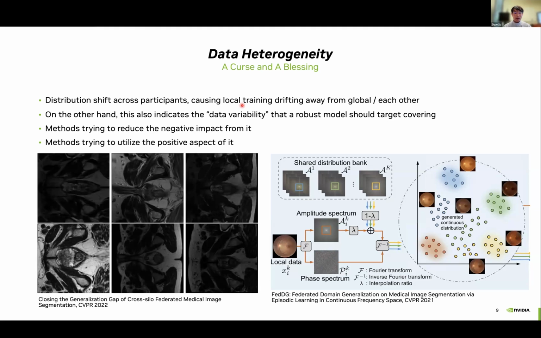But on the other hand, this is exactly why we even need federated learning. Think about it: if every individual participant had the identical distribution, then if one site had sufficient data, the model generated based on this single site would generalize to all the other parties, because they have the same distribution, right?